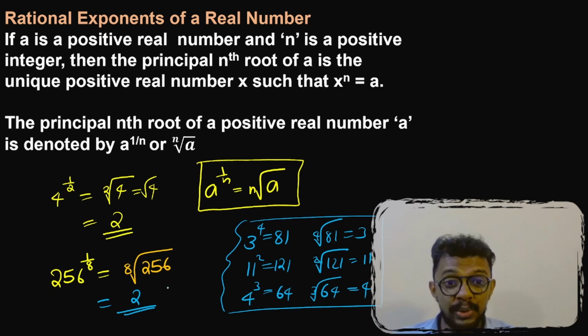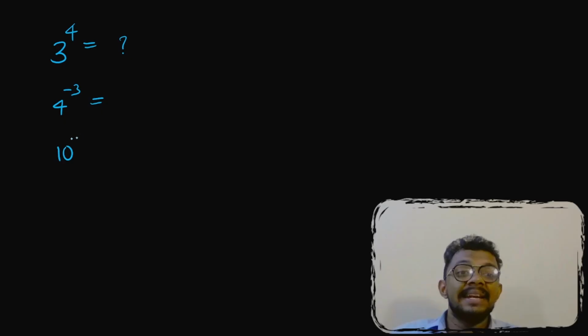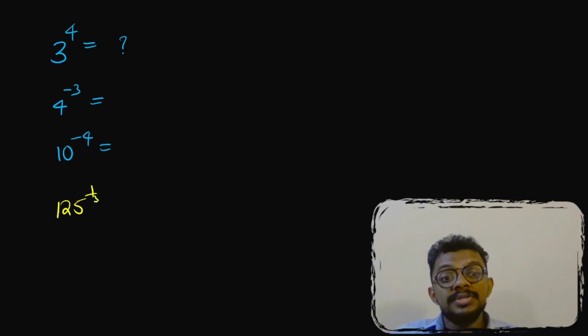Okay, I hope you understood how it works. We have some problems. First, find 3 raised to 4. Now find 4 raised to minus 3. Now find 10 raised to minus 4. And 125 all raised to 1 by 3. We have 4 questions, so pause the video and try to find the answers. Okay, I'm starting to do it.